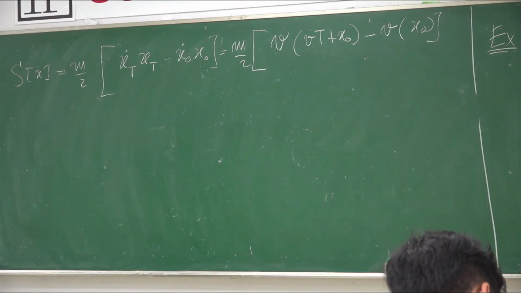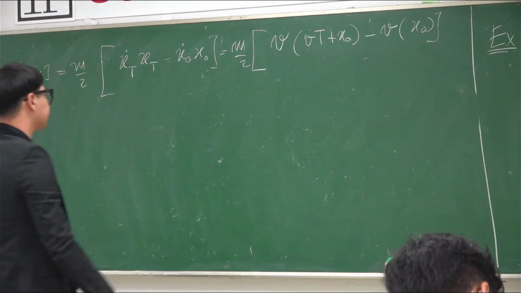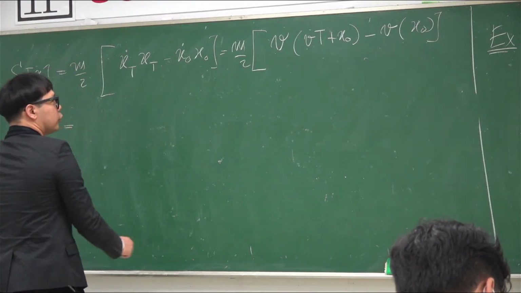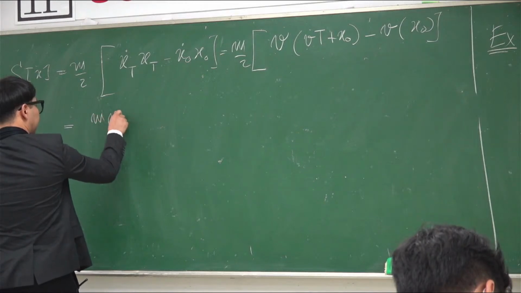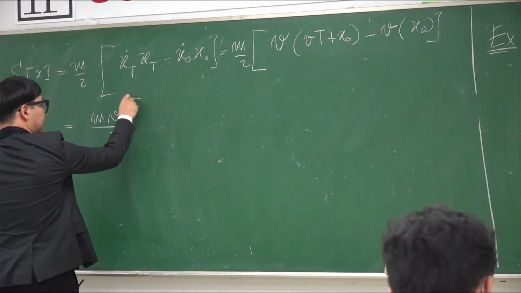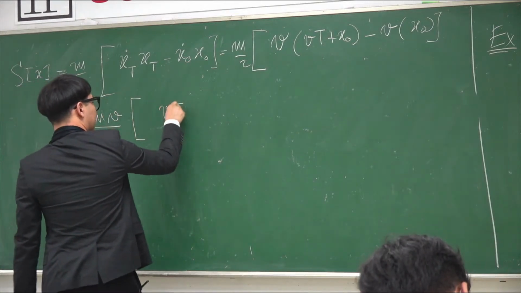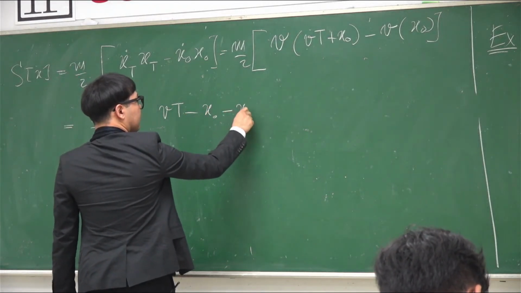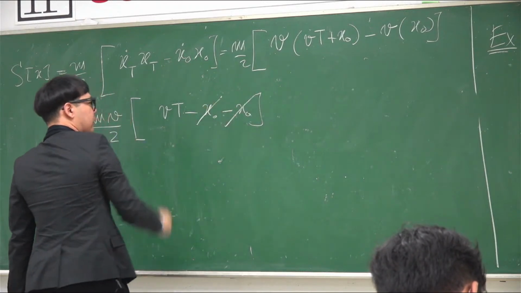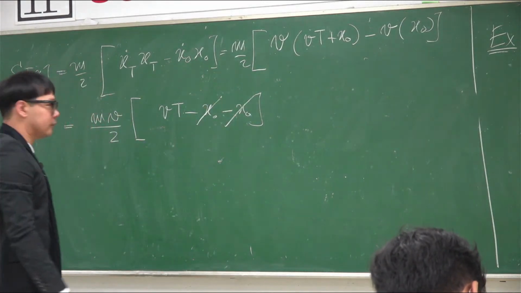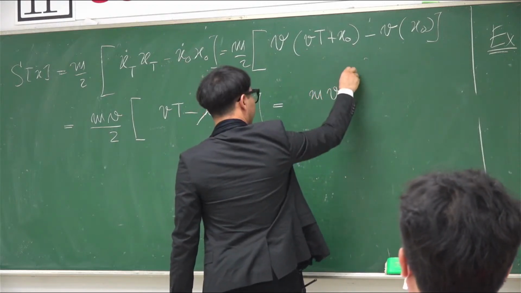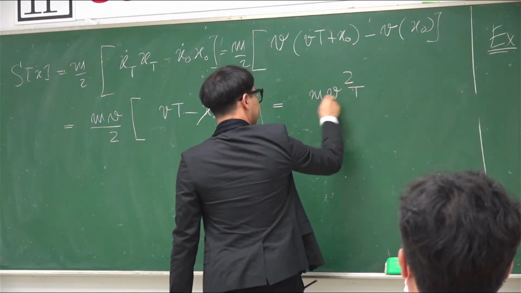Okay, are you good here? And so you go out V. Inside the bracket, you get VT. This is going to kill each other. So, you get V squared T over 2.